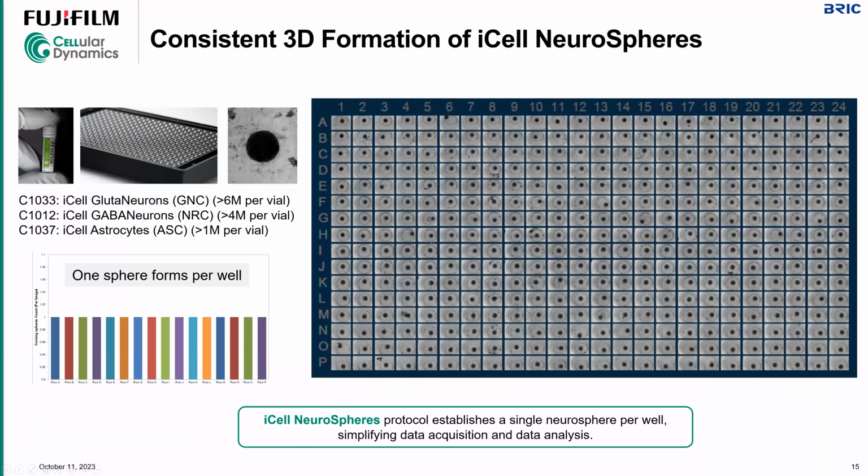In this specific setup, the team has mixed glutaneurons, GABA neurons, and astrocytes. One vial of glutaneurons, one vial of GABA neurons, and one vial of astrocytes were easily mixed together within minutes after thaw, and the cells were added to wells accordingly. Two days later, you can see beautiful spheroids that are high throughput screening amenable 2 weeks post setup.